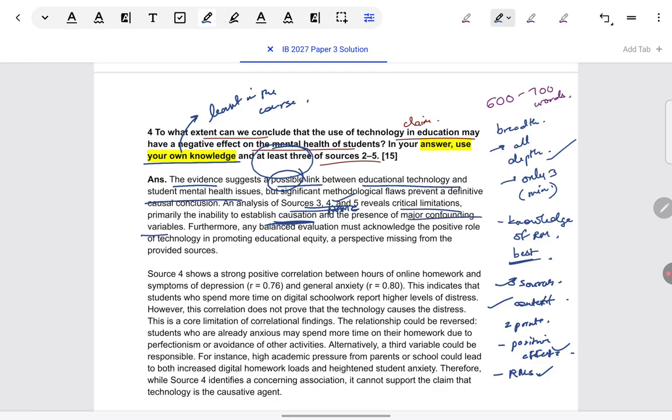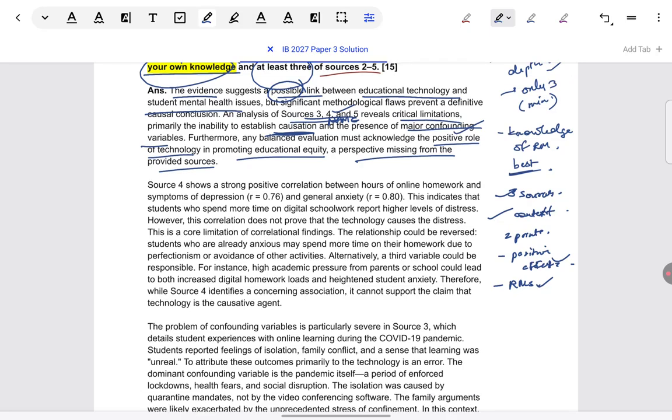And in terms of what other knowledge I'm going to take, I'm going to talk about the positive role of technology, which is missing from these sources, and how this is an imbalanced view. I'm going to point that out. And critical analysis of research methods I've already hinted. So what is my introduction? Naming the sources I'm taking, indicating which knowledge I'm going to use, and telling the examiner what is going to come ahead. Then my organization is mainly by the source.